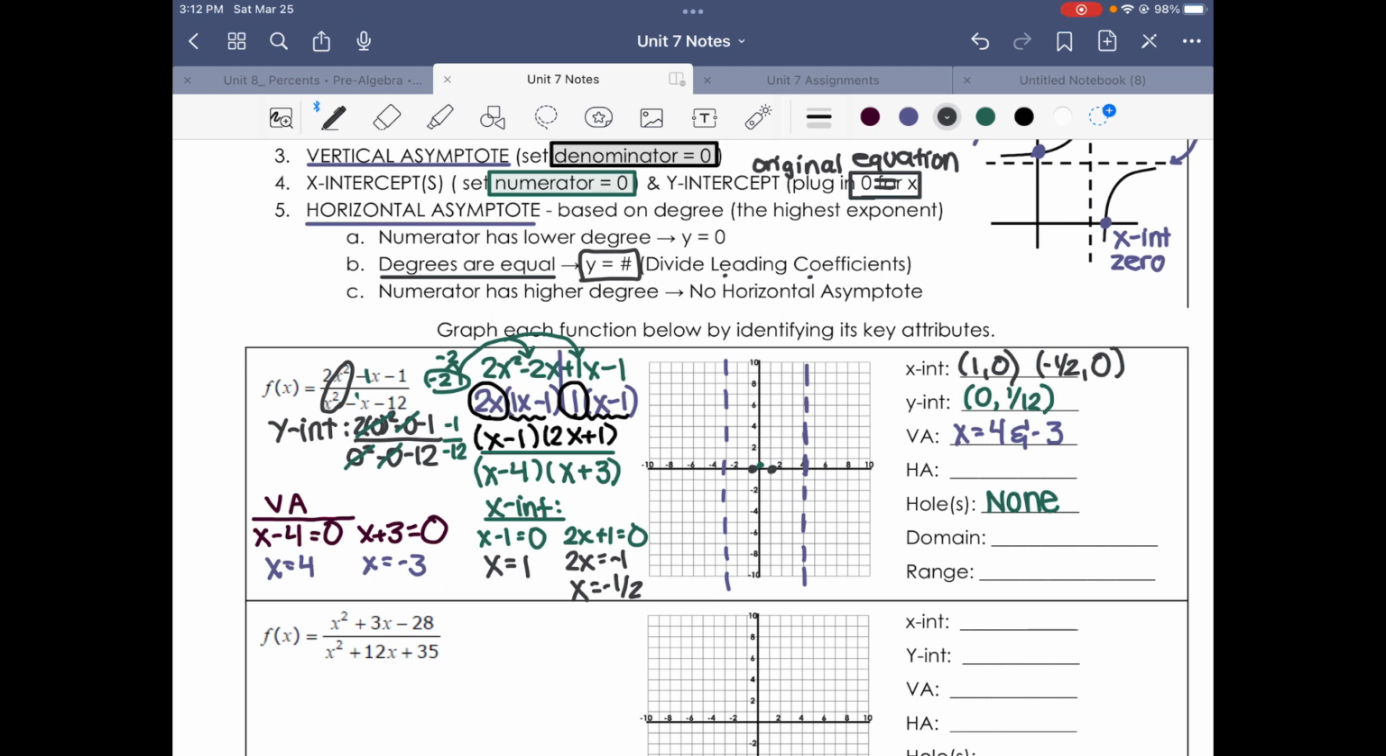So in this case, the horizontal asymptote is y equals, and I'm going to go ahead and circle it for you, 2 over 1. It'll always be the numbers in front. That is why they are called the leading coefficients.